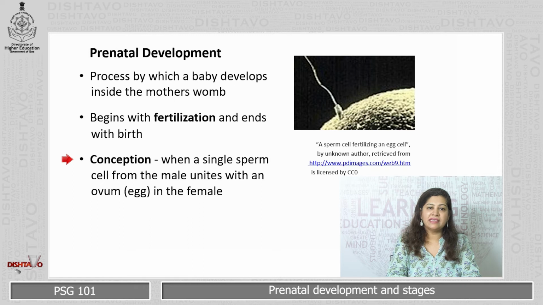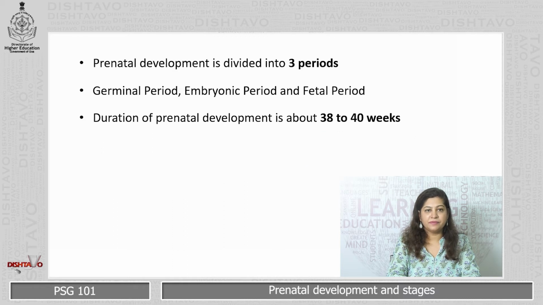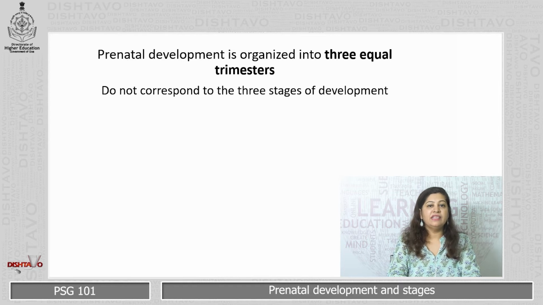Fertilization happens at conception when a single sperm cell from the male unites with an ovum or the egg in the female. Prenatal development is divided into 3 periods. These include the germinal period, the embryonic period, and the fetal period. The duration of the prenatal development is about 38 to 40 weeks. Prenatal development is further organized into 3 equal trimesters. Kindly note that these trimesters do not correspond to the 3 stages of development.